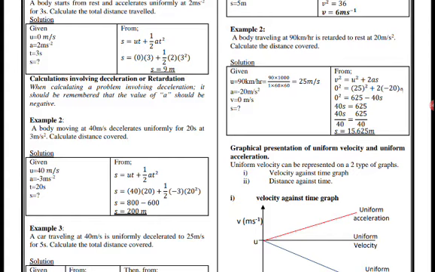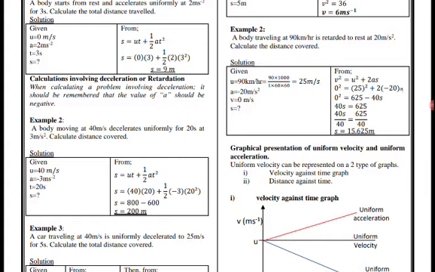A body moving at 40 meters per second decelerates uniformly for 20 seconds at 3 meters per second squared. Calculate the distance covered. So they are saying that a body moving at 40 meters per second, that means that this body is starting its motion with a velocity of 40 meters per second. Decelerates uniformly. Deceleration is negative acceleration. Therefore, acceleration becomes negative 3 and the time is 20 seconds.